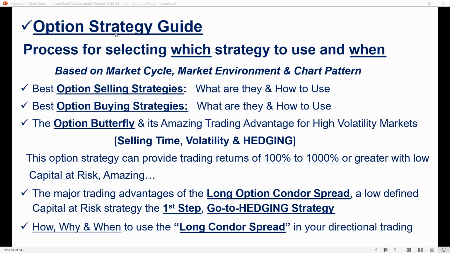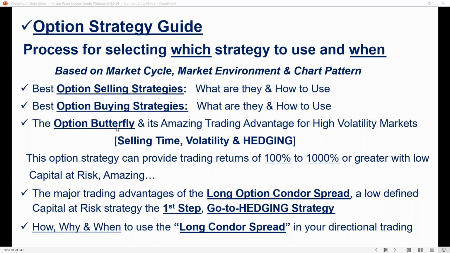Then we'll get into the actual strategy guide. We're going to go through the process I use for selecting what strategy to use and when to use it, based on your market cycle, the market environment we're trading, and the chart pattern. So it's a really specific selection process, which will then guide us to the best option strategy to use. What are they and how to use them? What's the best buying strategy? The same: what are they, how to use them?